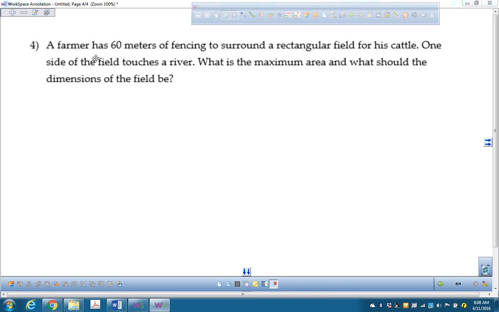So a farmer has 60 meters of fencing to surround a rectangular field for his cattle. One side of the field touches a river. What is the maximum area, and what should the dimensions of the field be?